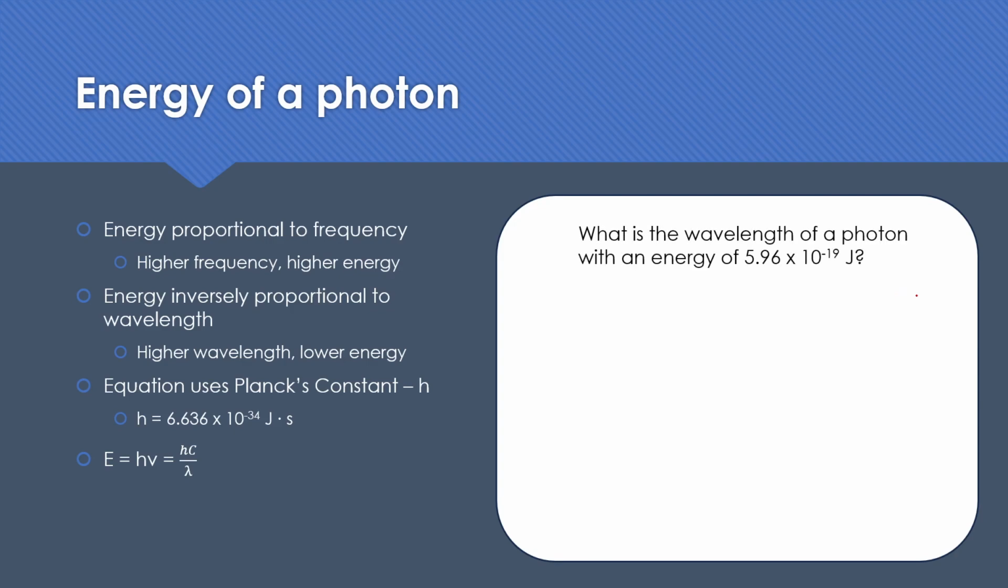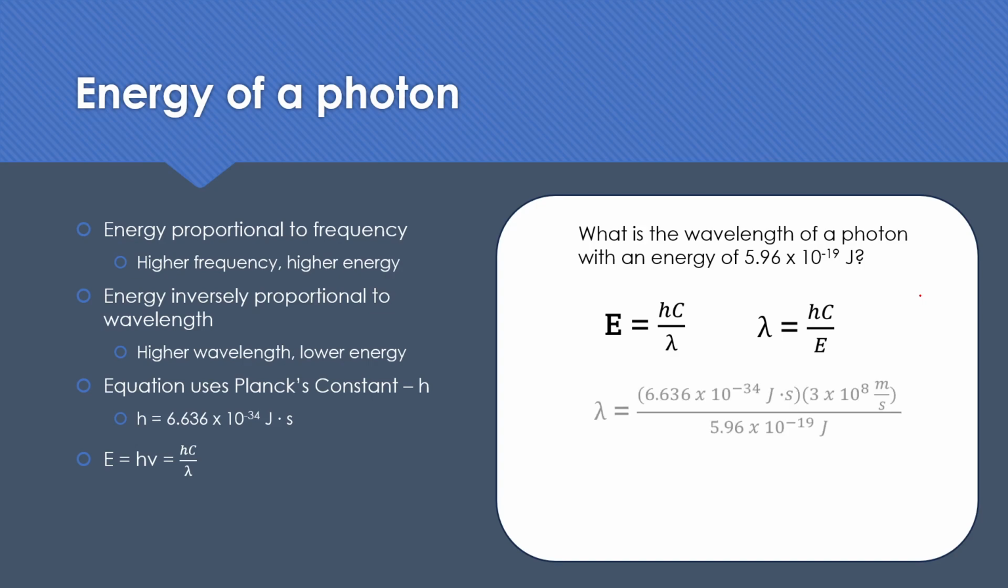And we can solve for wavelength with energy as well. So let's say we have a photon that has an energy of 5.96 times 10 to the minus 19 joules. Well, E is equal to hc over lambda. So lambda is equal to hc over E. So we plug those numbers in, 6.636 times 10 to the minus 34, 3 times 10 to the 8th meters per second, divided by 5.96 times 10 to the minus 19 joules. And you get 3.34 times 10 to the minus 7 meters.